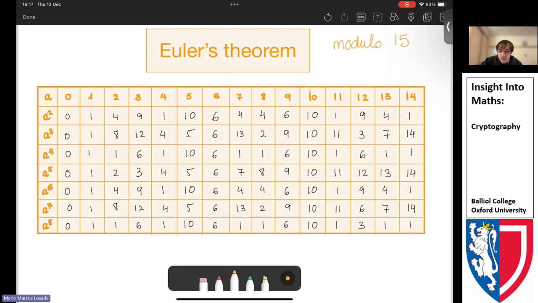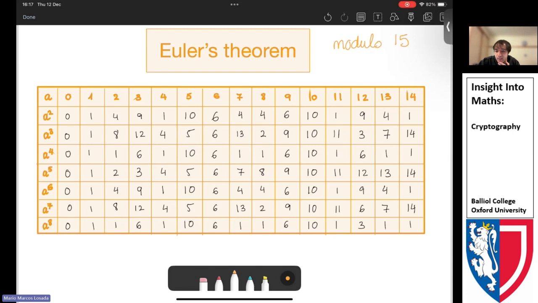Okay, so 6 is always in the sixth column. Yeah, exactly. So maybe let's try and see why that is. Well, 6 squared is 36, but I'm working modulo 15 and 30 is a multiple of 15, so I actually get back 6. Now to go from one row to the next, I'm just multiplying by the same number again. So it seems like I'm just going to get 6 over and over. And something similar happens with 10, because 10 squared is 100, and 90 is a multiple of 15. So there's something funny going on with the columns of 6 and 10.